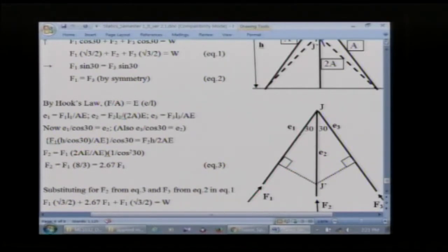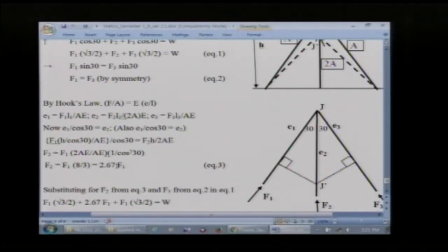From the E's we can go to the F's by using Hooke's law, right? So now we have a completely new equation between F1 and F2, which we can use in combination with these two. Then we have three equations and three unknowns, right? So F2 is equal to this, and if you simplify all of this out, F2 will be equal to F1 multiplied by 8 over 3.